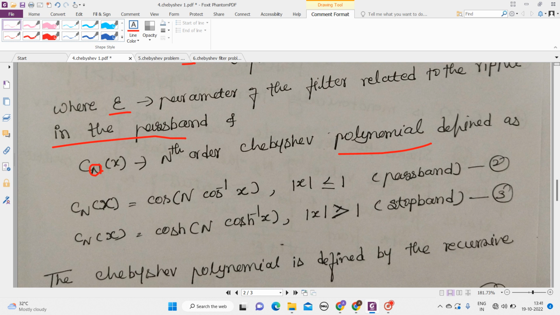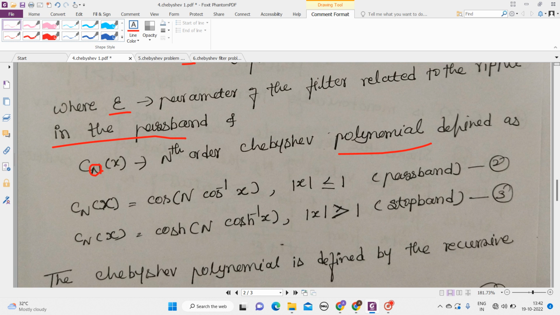This concept is not that important from the exam point of view, but if you want to understand what Chebyshev is, or if you want to do more research in this, you have to refer to more books. But this is overall the concept of the Chebyshev filter. I am not going in depth; I am explaining only from the exam point of view. If you want to do research or want more knowledge in this concept, please refer to any book.